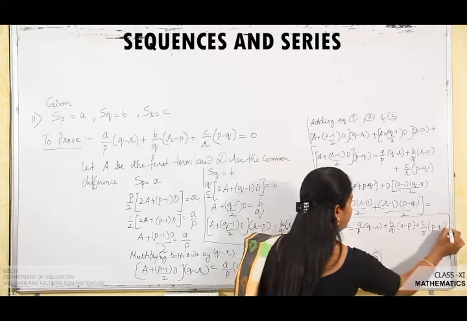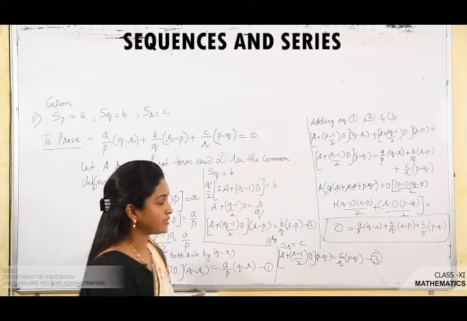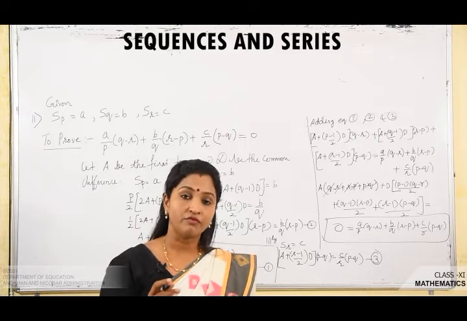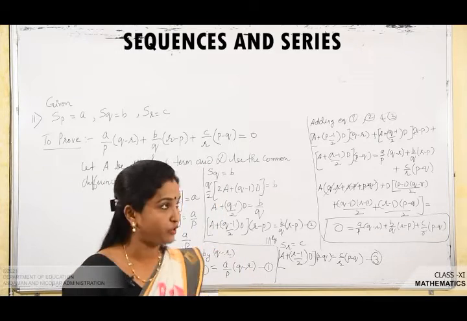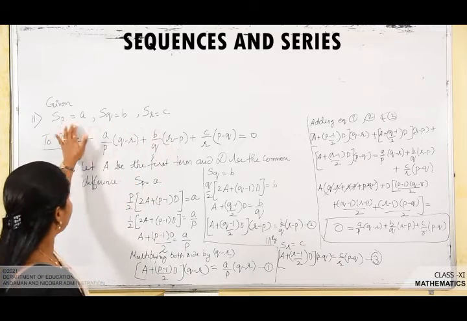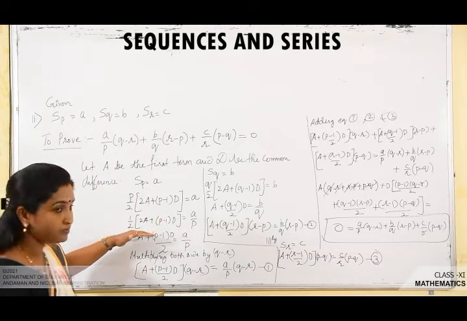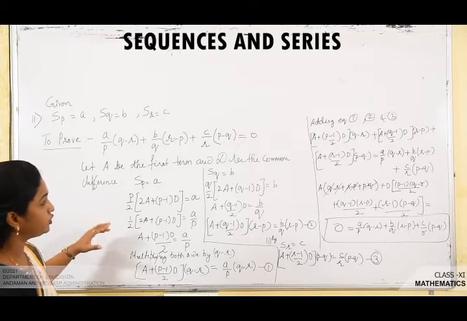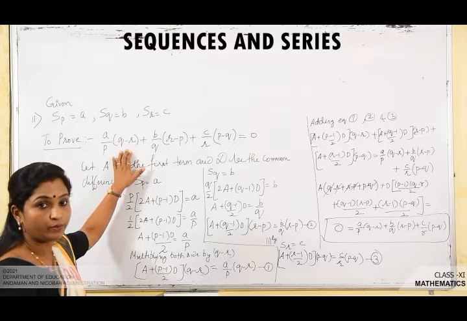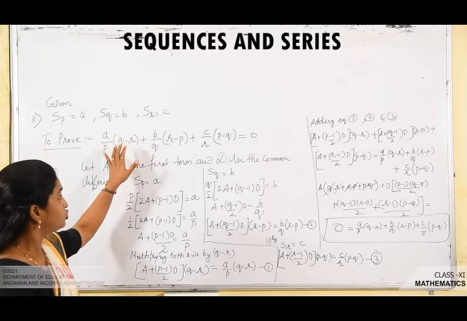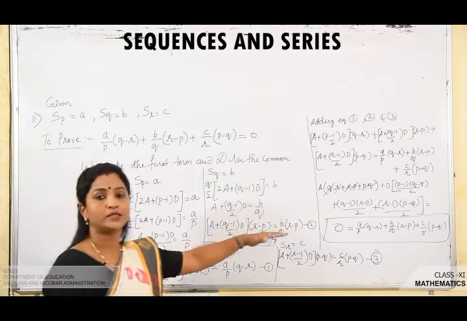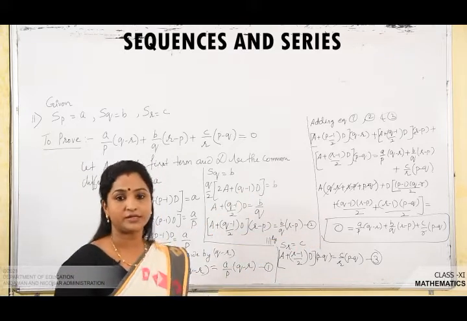And hence we have proved that A by P (Q minus R) plus B by Q (R minus P) plus C by R (P minus Q) is equal to 0. Very important question from the examination point of view, because simply SP, SQ, SR is given. Apply the formula for sum to n terms, and after that you have to add all the 3 equations. See what is to be asked, what is to be proved. That is very very important. So keeping in mind the proof you have to do, when you solve this, you will be able to do it easily. Hope this question is clear to you.